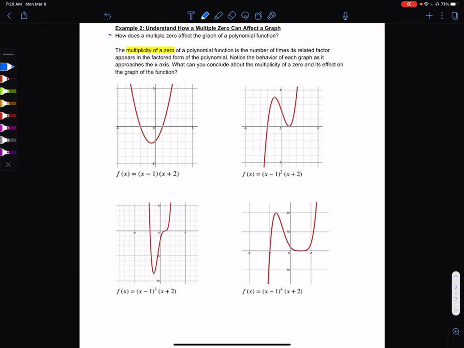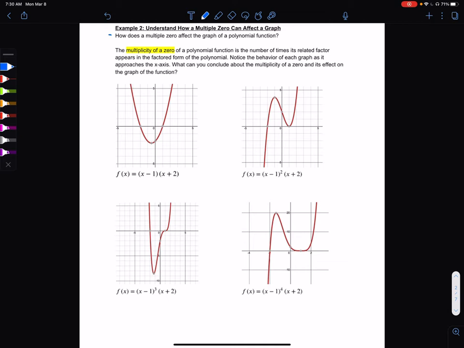And what we're told here is the multiplicity of a zero of a polynomial function is the number of times its related factor appears in the factored form of a polynomial. So really what you're looking at is the exponents, how many times it would appear that way. And they want you to notice the behavior of each graph as it approaches the x-axis. What can you conclude about the multiplicity of a zero and its effect on the graph of the function?